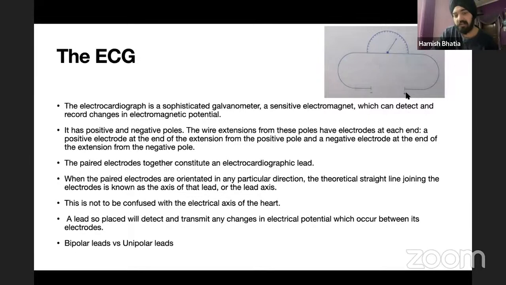In some cases, there can be unipolar leads where one electrode is there, which is the positive electrode, and the negative electrode is not there. So it is assumed to be an electrically inert, zero potential point, which can be anywhere. And the difference between that zero point and this positive point is going to be recorded. That is a unipolar lead. Okay.